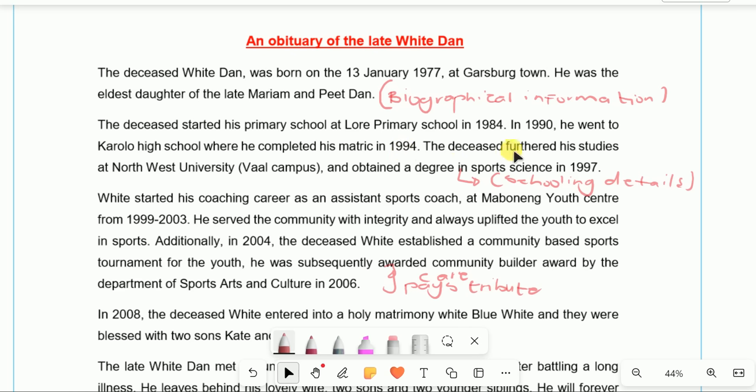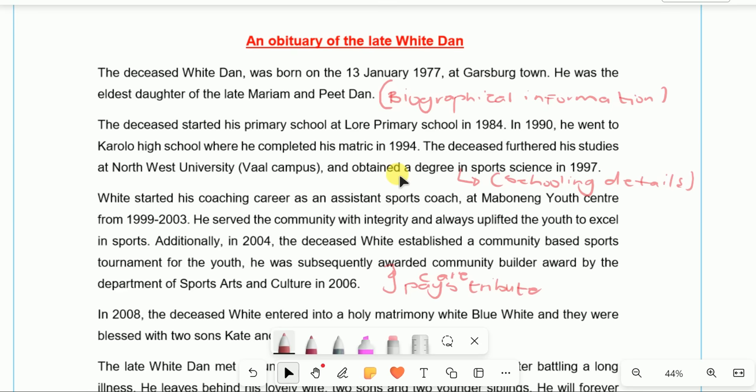Then the deceased furthered his studies at Northwest University Val campus and obtained a degree in sports science in 1997. Can you see every time I'm stating the years? Because I'm documenting his timeline, and to document the timeline, I'm repeating, the years must be there. At times I've seen learners who just say the deceased went to university without mentioning the name of the university, or the degree or qualification that he obtained. So always please be detailed.